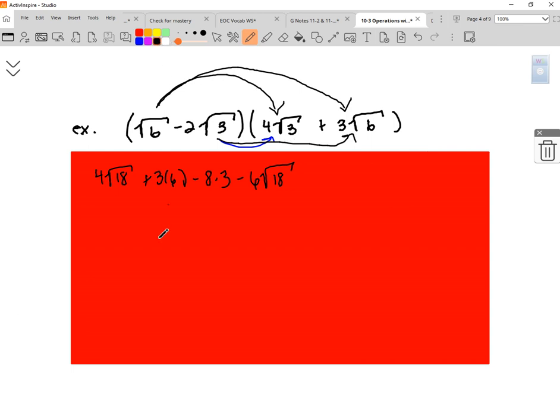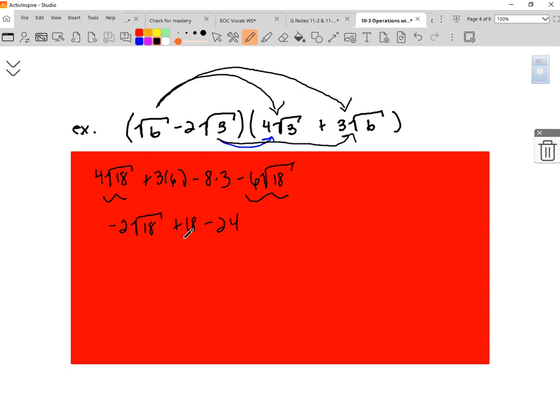So we're going to simplify. These are like radicals. We can go ahead and simplify those. So 4 square root of 18 minus 6 square root of 18 is negative 2 square root of 18. And now this is plus 18 minus 24. Is everybody following me?